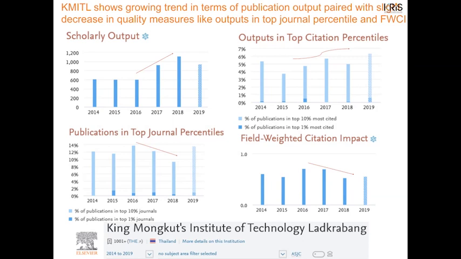Looking at field-weighted citation impact, we see a trend where the impact of the university is below world average. That's the first thing. It would be good to probably get more citations. The trend is fluctuating a little bit. I see a bit of a decline from 2016 to 2018, which is worth trying to understand in a bit more detail.